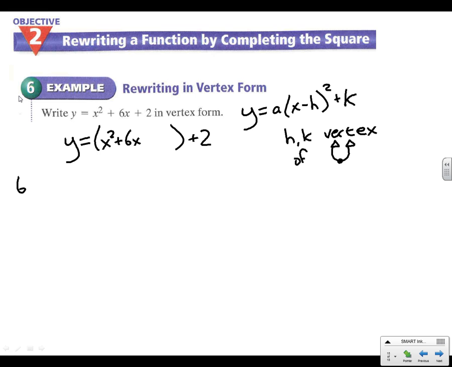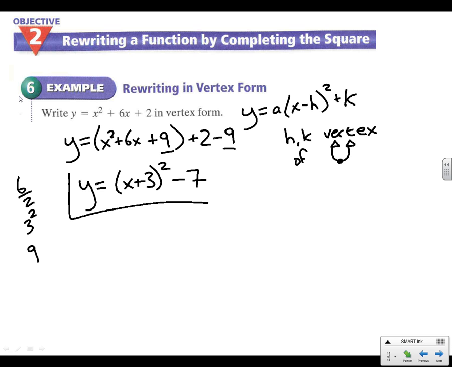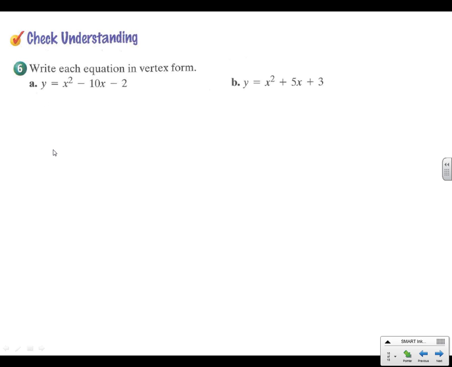What's half of 6? Half of 6 is 3. What's 3 squared? 3 squared is 9. So we're going to say plus 9. But you can't just magically add 9. So we have to balance that out by subtracting 9 so that we keep things in balance. We haven't really changed anything if we add 9 and subtract 9. All right, we have a perfect square. This is (x plus 3) squared. And 2 and negative 9 can be combined to get minus 7. And there's vertex form. Our vertex would be negative 3, negative 7. Didn't ask for that, but if it did, we could pull it right out. See if you can get both of these equations into vertex form.